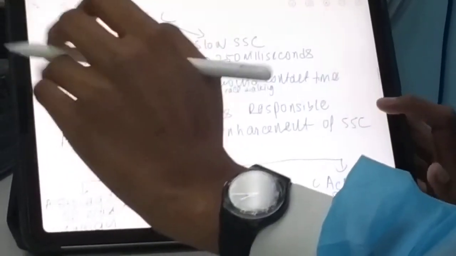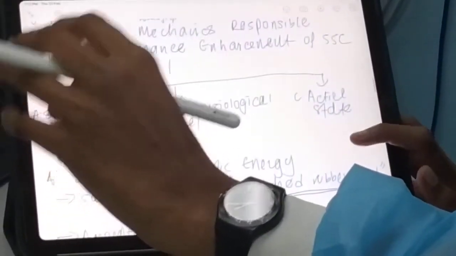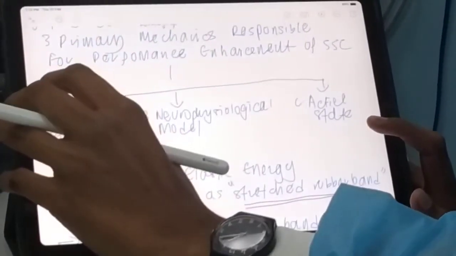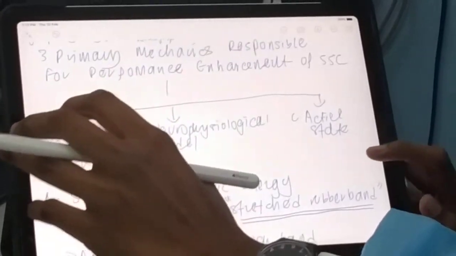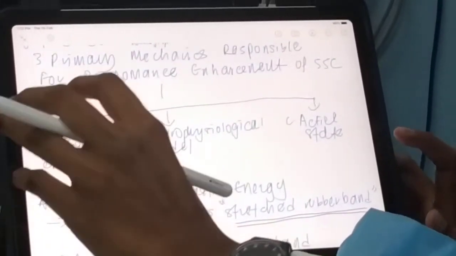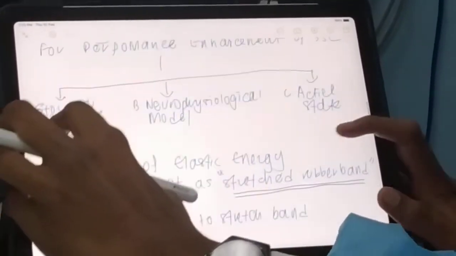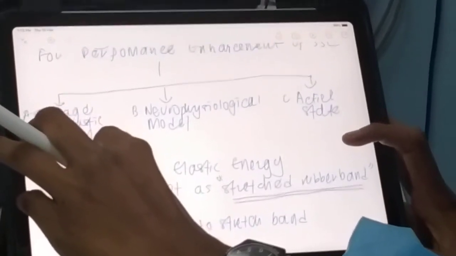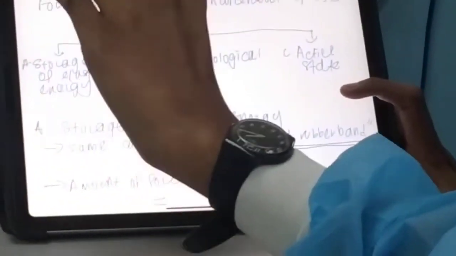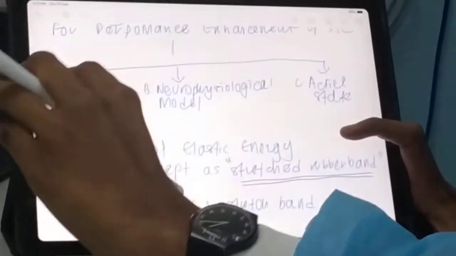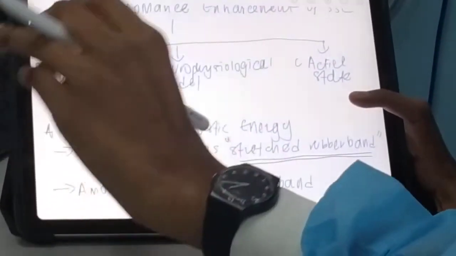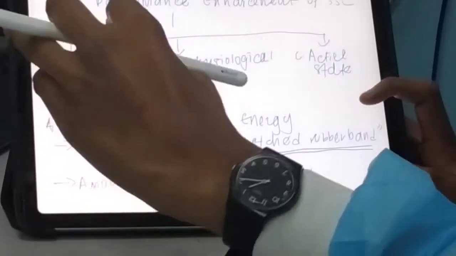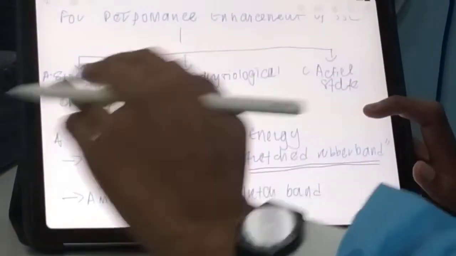So the first three things that I will explain are storage of elastic energy, neurophysiological model, and active state. Actually, this is one topic by itself, and it is not a brief one. So I'll just explain it roughly, and I'll explain the storage of elastic energy in the next session, because we need to know the muscle fibers, the contractile elements, and all the mechanisms before I try to explain further on all these three things.